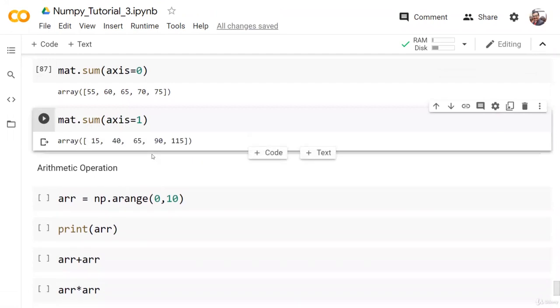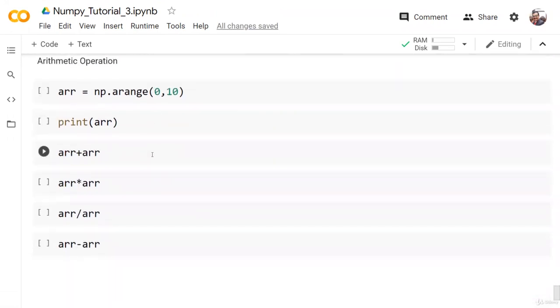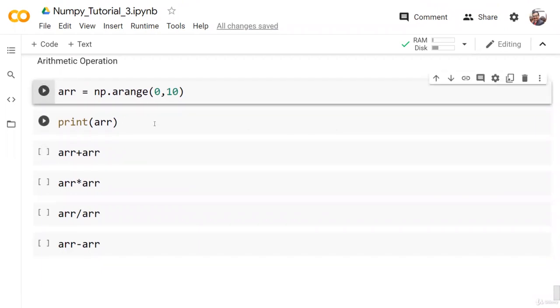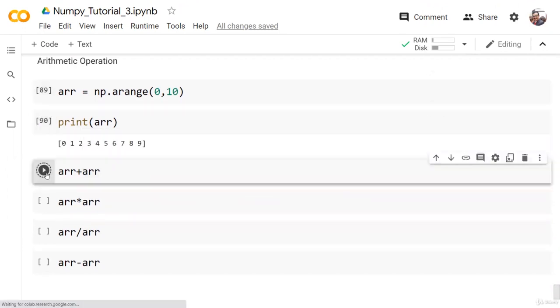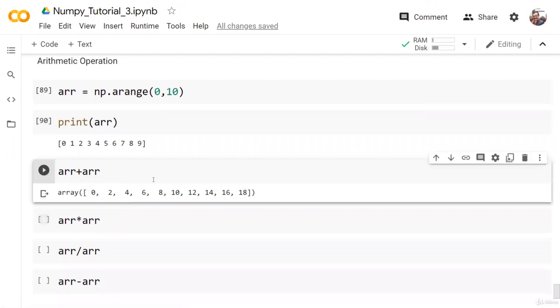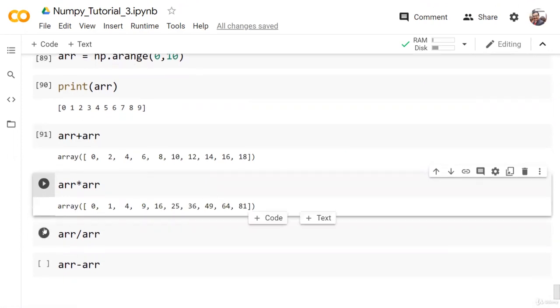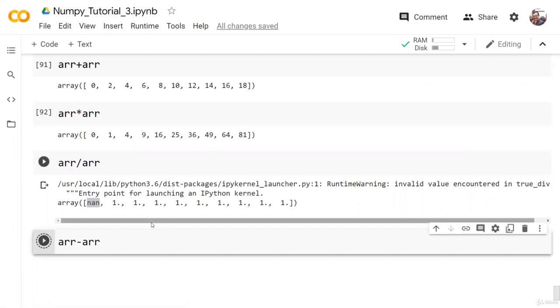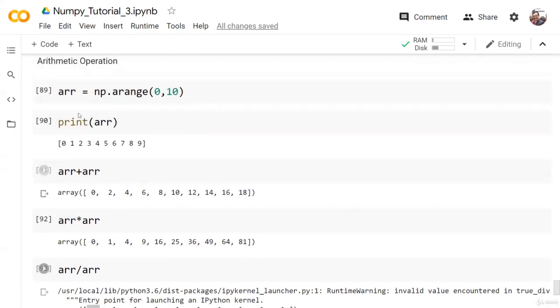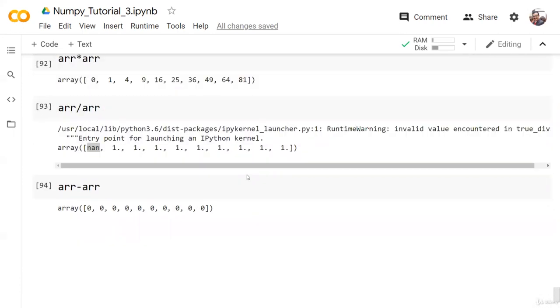Great. So now let's see more arithmetic operations which are possible with NumPy. So I'm creating an array of values from 0 to 9. And I'm adding the same array to the same array just to show you the addition operation. Okay. So each element will be added to each of them. You can multiply, you can divide. So 0 divided by 0 is going to say NaN. That value is missing. So 0 divided by 0 is not possible. So it is saying NaN, value is missing. Okay. So all elements minus all elements, that will be zero.